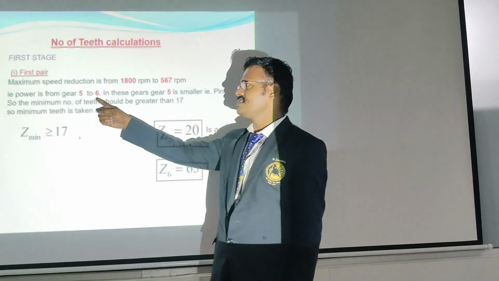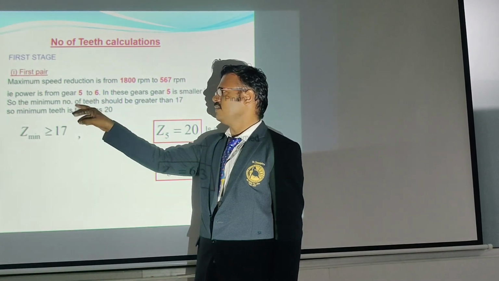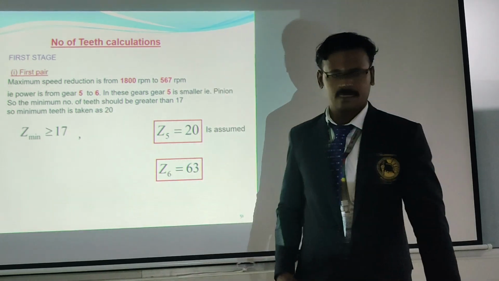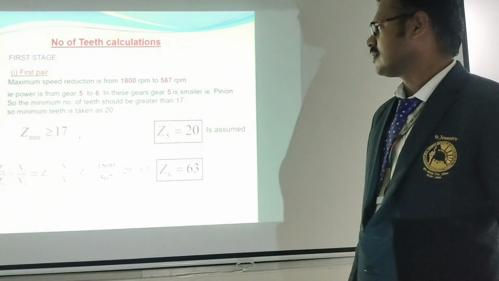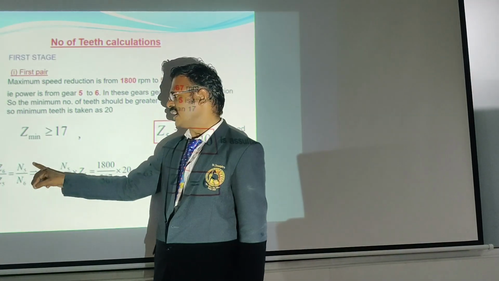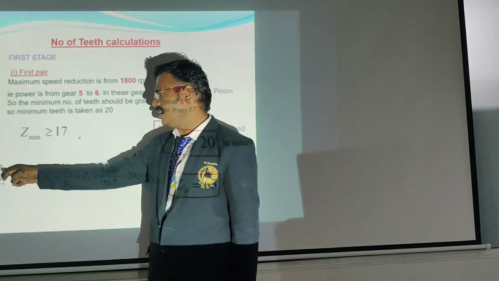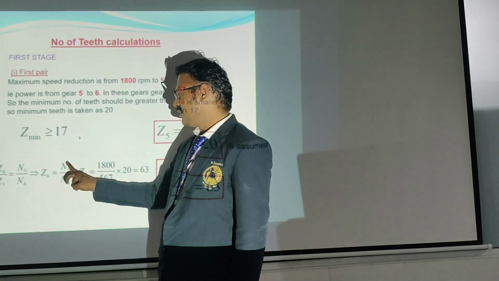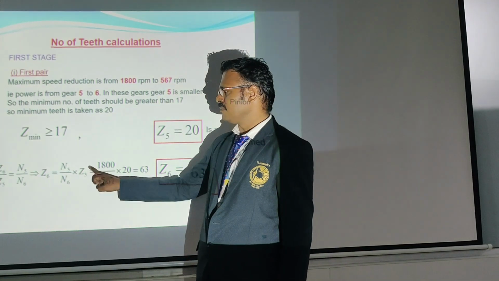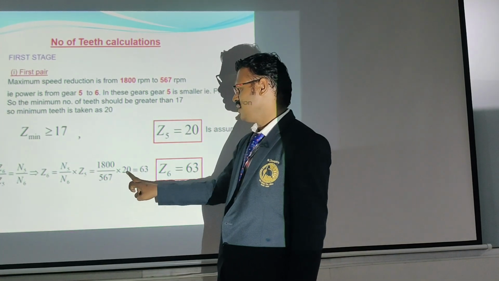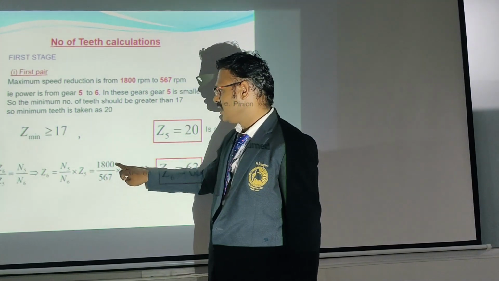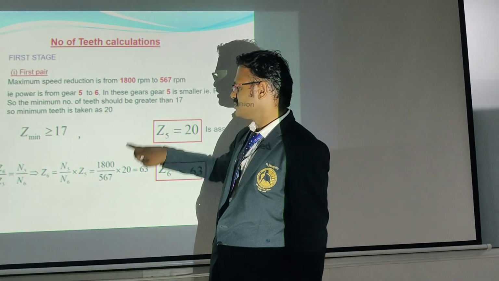In this the minimum here is 5. So I am taking Z5 as 20. So Z6 divided by Z5 equal to N5 divided by N6. Here Z6 equal to N5 divided by N6 into Z5. So it is a minimum number of teeth. So I am assuming Z5 as 20. N5 will be 1800, N6 will be 567.